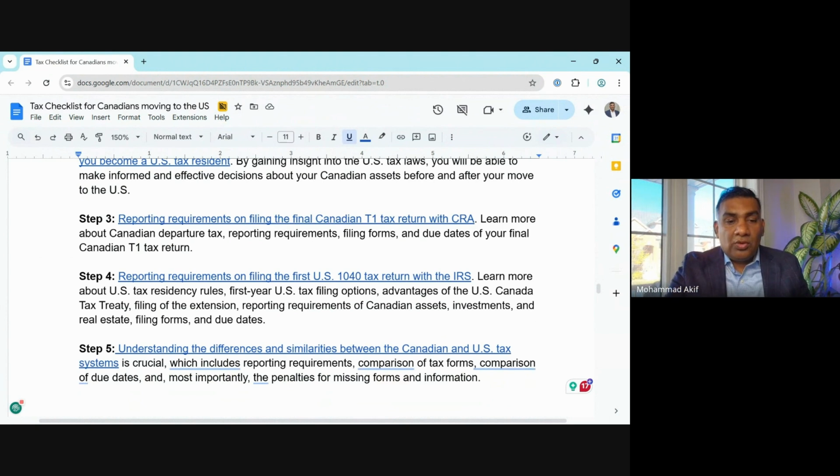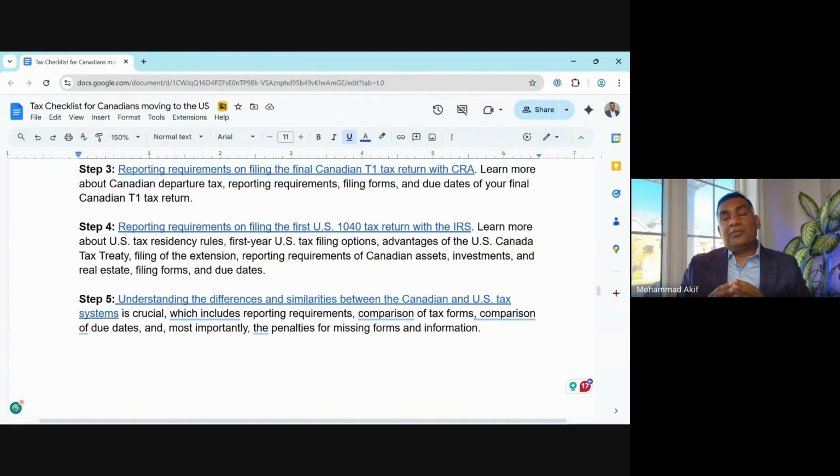And step number 4 will be to find out what the reporting requirements are, or what forms there are on the US side. So besides the 1040, what else do you need to file? FBAR, 8938, if you have PFIC, or do you have capital gains that need to be reported. So these are all the things that you need to go through.